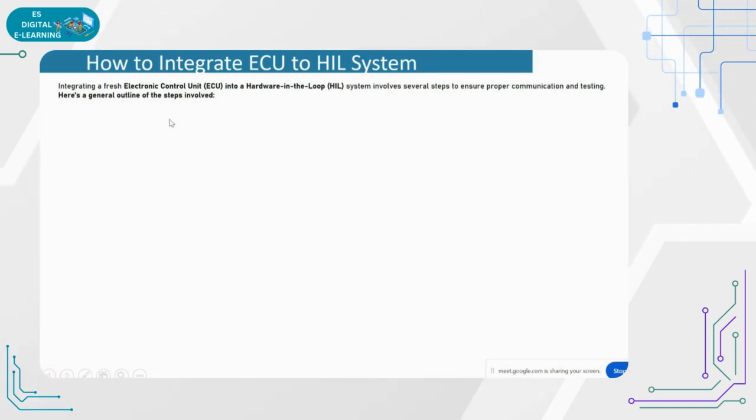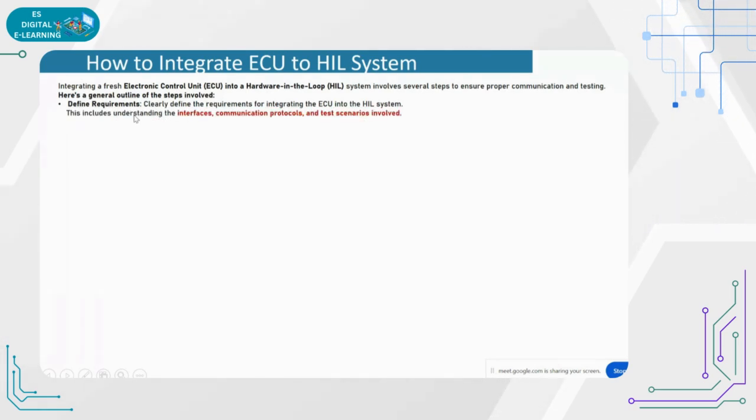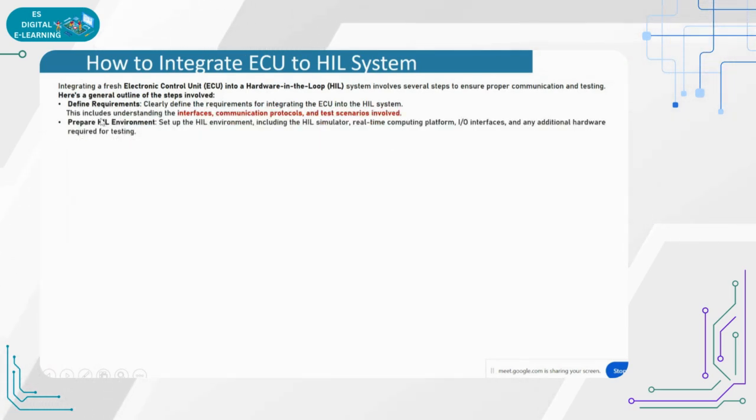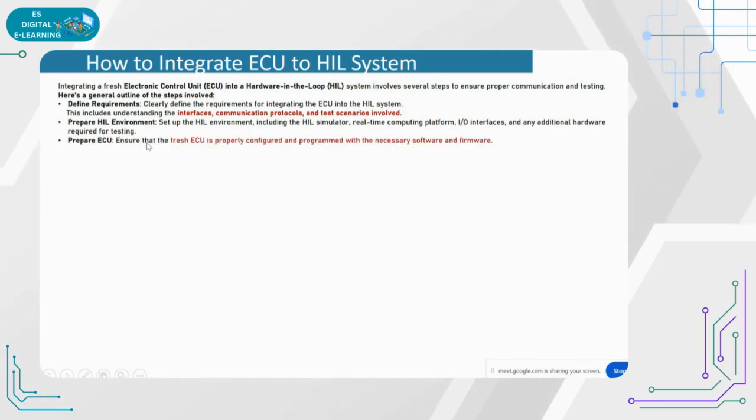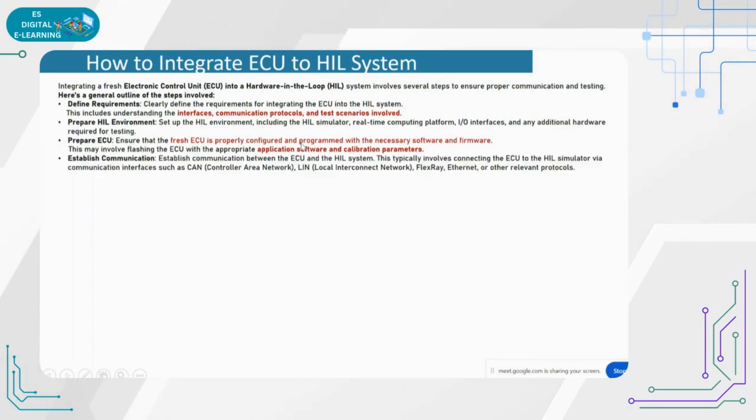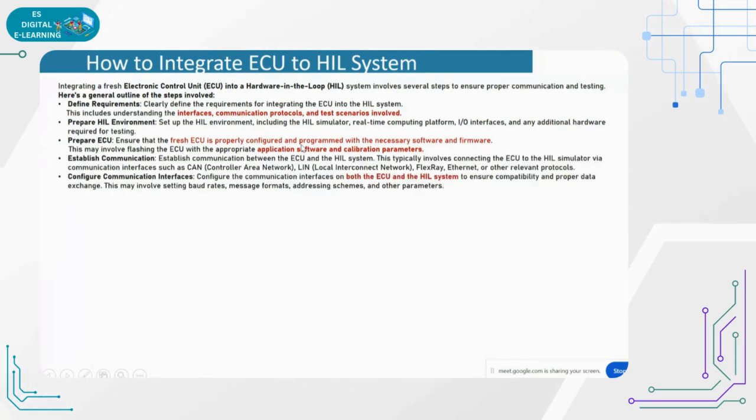This is just for you to go through, this recording or the points. So first you need to get the requirement. Based upon the requirement, you need to set up the environment, like what is the HIL, additionally what are the IOs, what controller it has, and then the ECU configuration you need to do. Then you need to establish the communication protocols and configure the interfaces, both the HIL and ECUs.